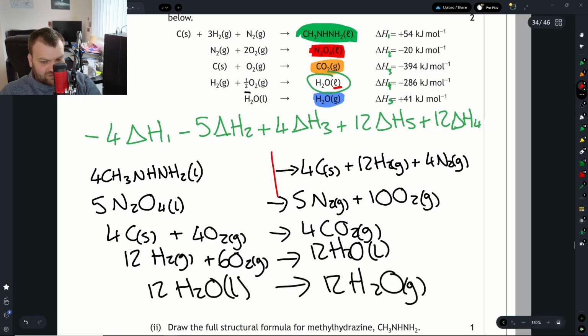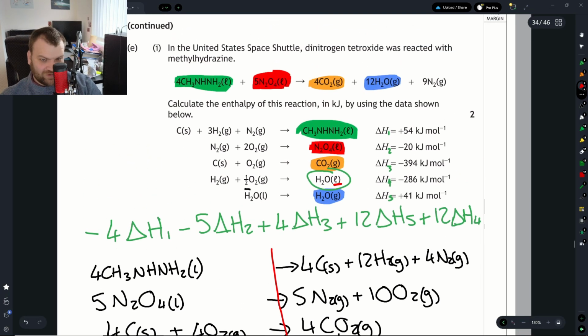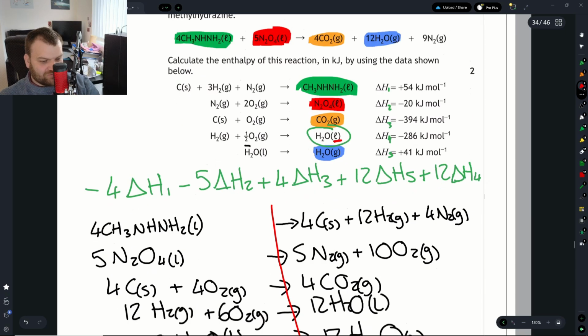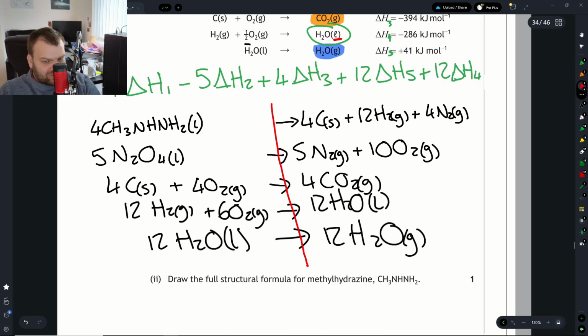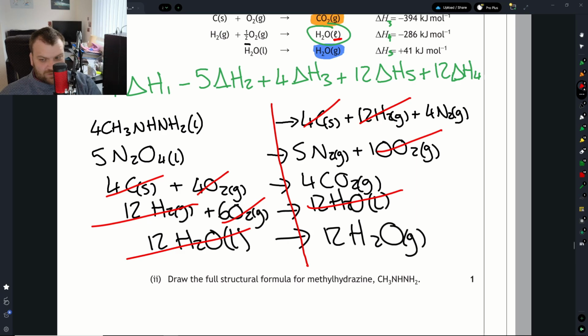If we have correctly arranged these equations, when we cancel out things that appear on both sides, we should be left with this top equation. If it is not left with the top equation, we have messed something up. Looking for things that are appearing on both sides, we have 4 carbons on each side. We have 12 hydrogens here, and we have 12 hydrogens there. We have 4 and 6 oxygens, which is 10, which gets rid of this 10 oxygens there. We have our 12 waters as a liquid, which can cancel as well. And the last thing we need to do is we have 5 and 4 nitrogens there, which gives you a total of 9 nitrogens.